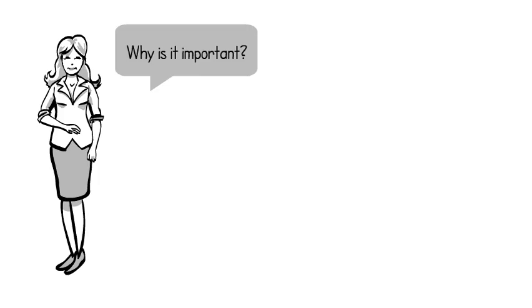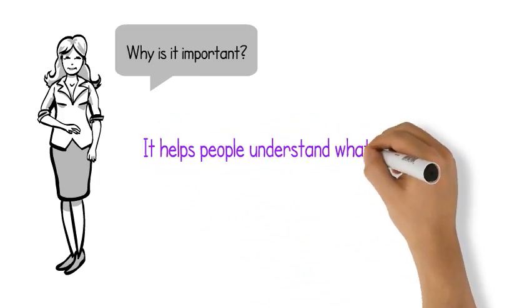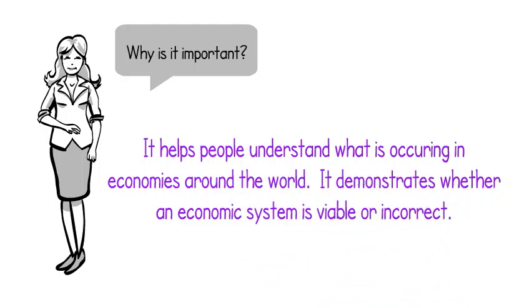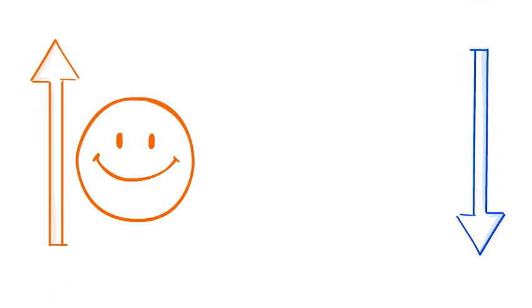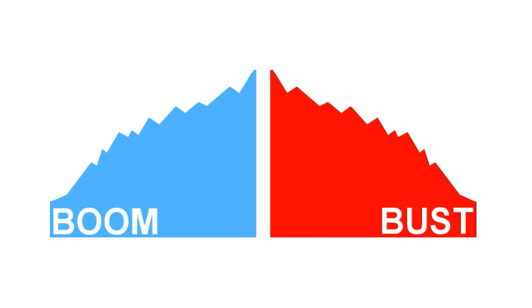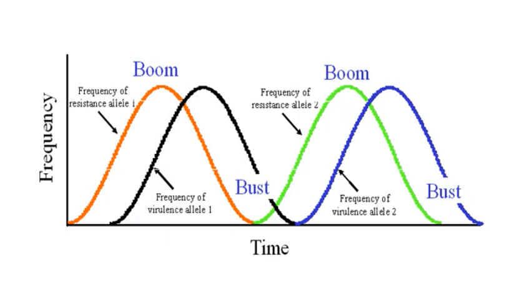Now, what is the purpose of a business cycle? It helps people understand what is occurring in economies around the world. It demonstrates whether an economic system is viable or incorrect. If in a business cycle there is much growth and development, then it is beneficial. But if there is great decline, then it's a failure. In some economic systems, such as capitalism, there is a period of boom and bust, and these constant fluctuations kind of represent human psychology, where we go through periods of happiness and sadness. Both of them go up and down.